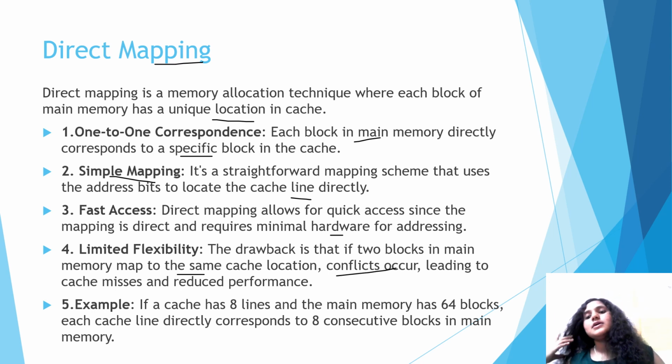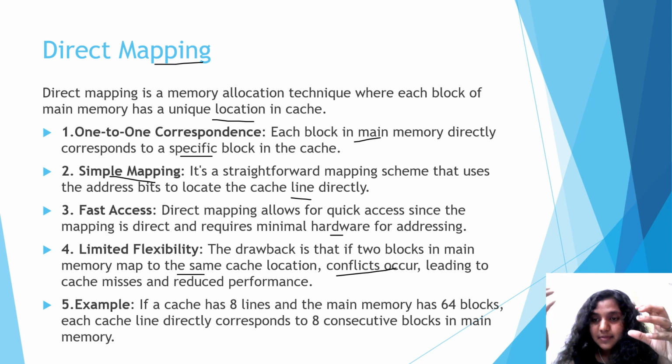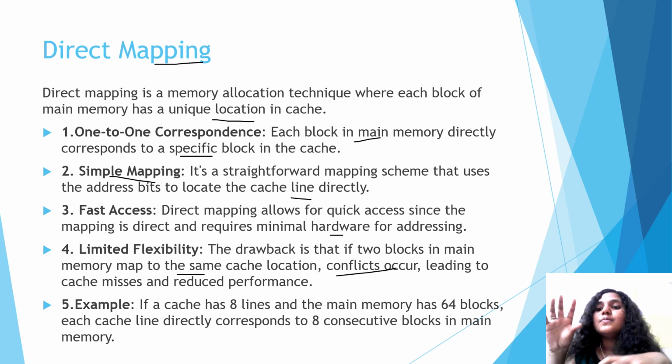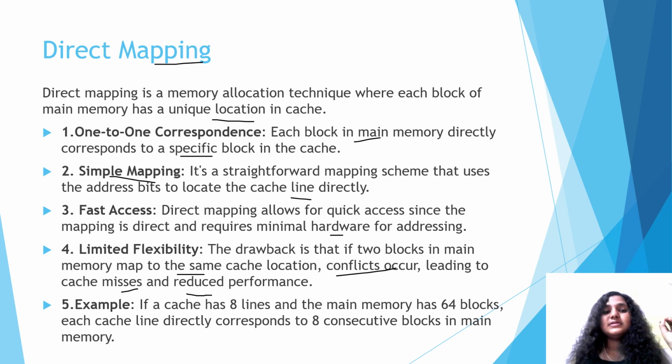We have seen there is a unique block in the main memory that corresponds to another block in the cache memory. So if there are two blocks, not a single block, that correspond to the same location, this is where the conflict occurs. This is the drawback of direct mapping, leading to cache misses and reduced performance. We have seen cache misses, right? So this triggers cache misses and reduces the performance. This is the drawback of direct mapping.